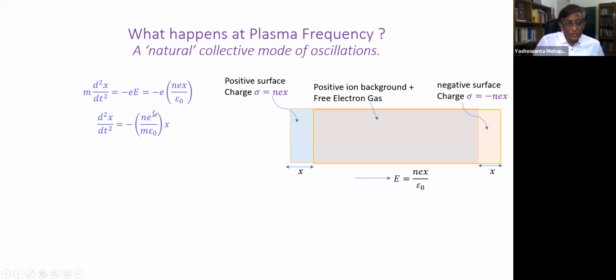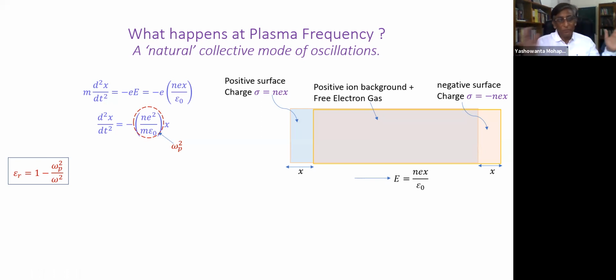Now do you recognize this quantity, n e square by m epsilon naught? That's my omega p square, which we saw in the last slide. So this is a mode of oscillation, as if the electrons are going back and forth. But it's not one electron; the whole electron gas is getting displaced by x and then getting restored back. So this is a very different kind of oscillation, and because of that I call it a collective mode of oscillation, because the whole gas is doing collective oscillations.